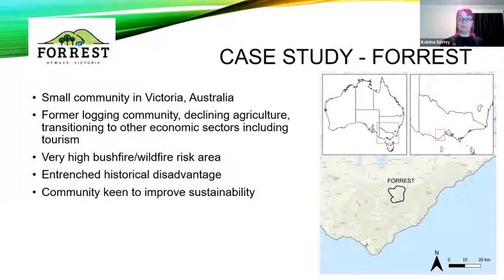Forrest is a former logging community and has some dairy farming and other agriculture, which is in decline. The town is in transition to other economic sectors, including tourism. It's located in a beautiful part of the world, right next to a national park, but this also increases the community's bushfire risk. There is entrenched historical disadvantage in the population, and many people are worried that tourism will have a negative effect on the community's diversity.